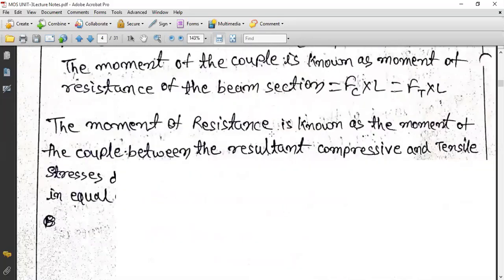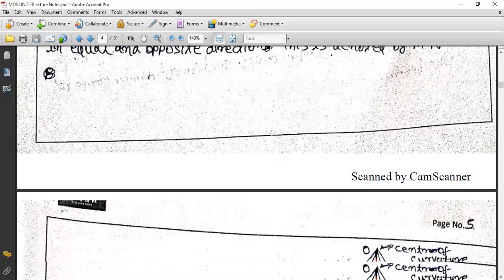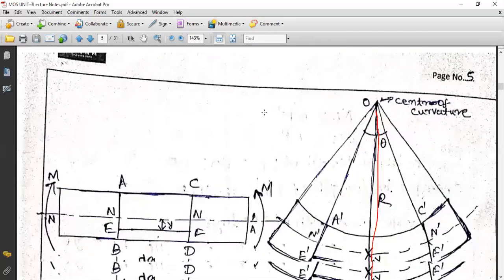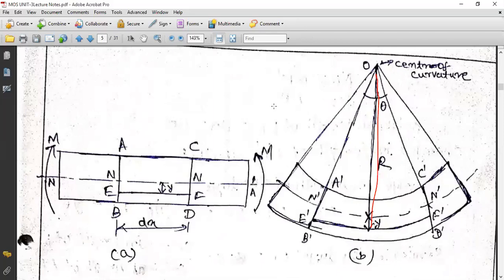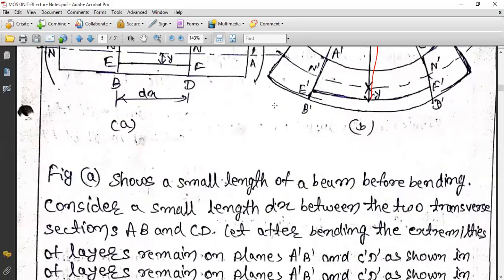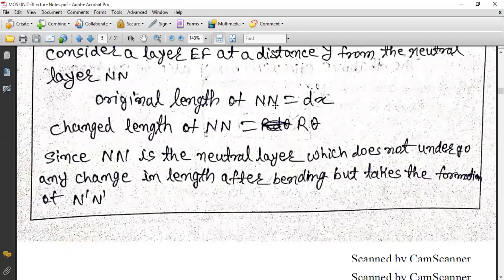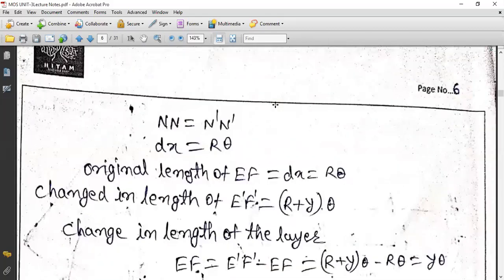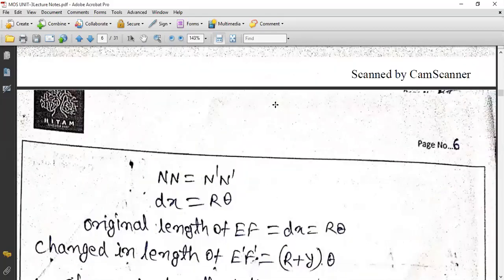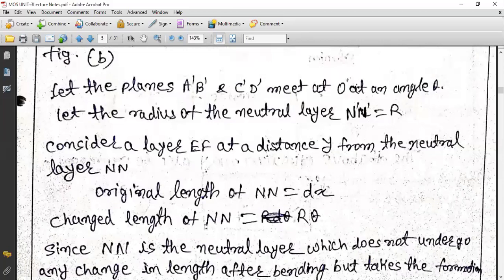Okay, so next you have to go to the bending equation. So what is the bending equation? That derivation I will share with you, and if you have any doubt you can ask in the WhatsApp group. It is required to explain the derivation.